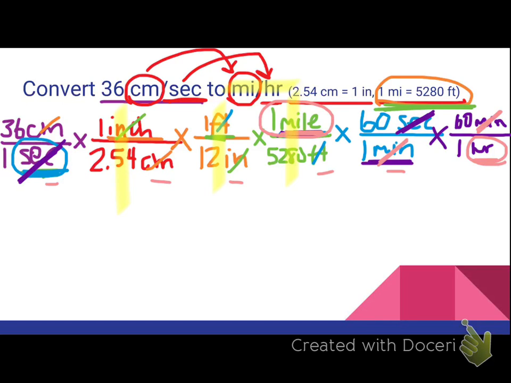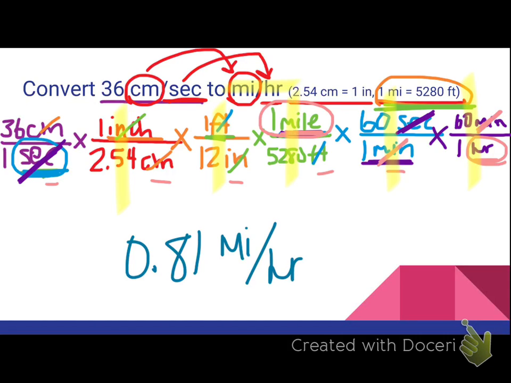And then we're going to go here. We're going to multiply by 60. Then we're dividing by 1. And then we're here. We're going to multiply by 60. And then we're going to divide by 1. So what we end up with is a number that looks like 0. Or I'm going to round again, 81 miles per hour.